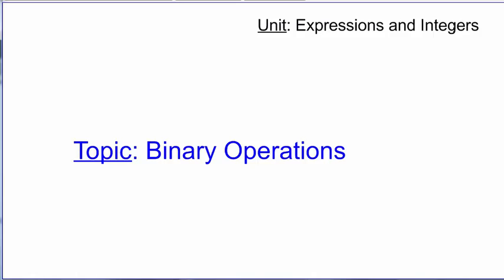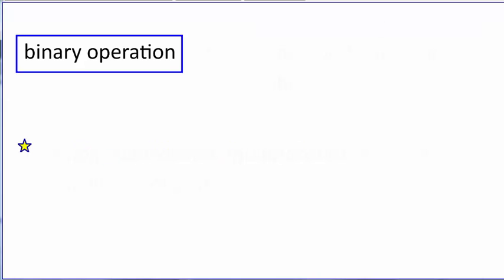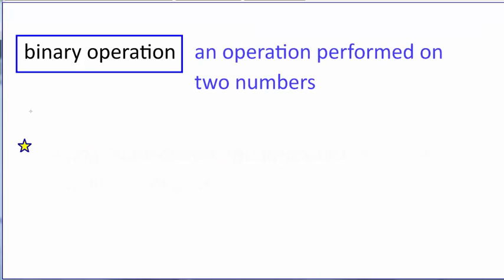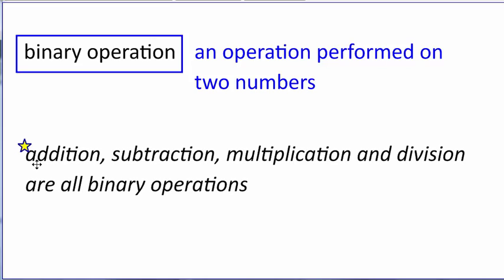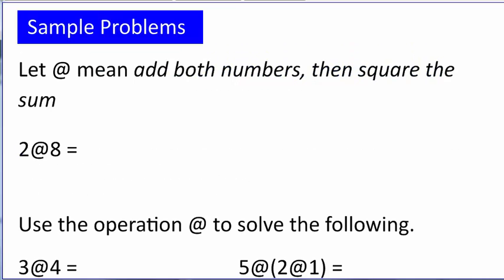In this video, we'll look at binary operations. A binary operation is an operation performed on two numbers. And we've seen this plenty of times whenever we have simplified expressions with addition or subtraction, multiplication, and division. These are all binary operations. So let's take a look at some problems here.